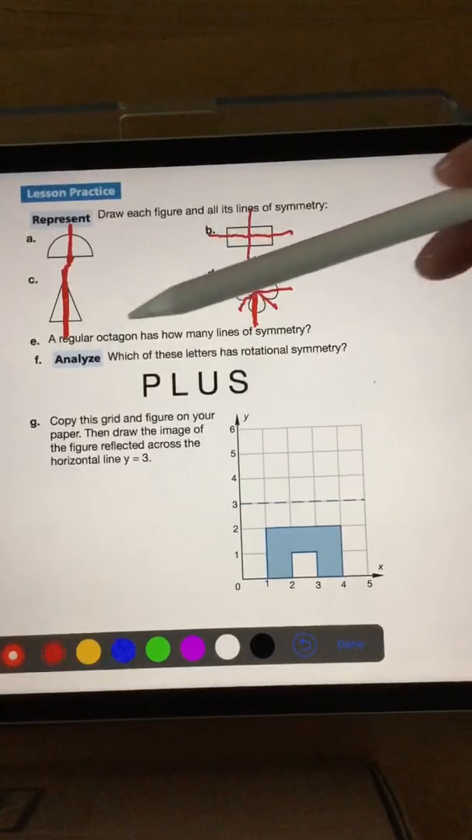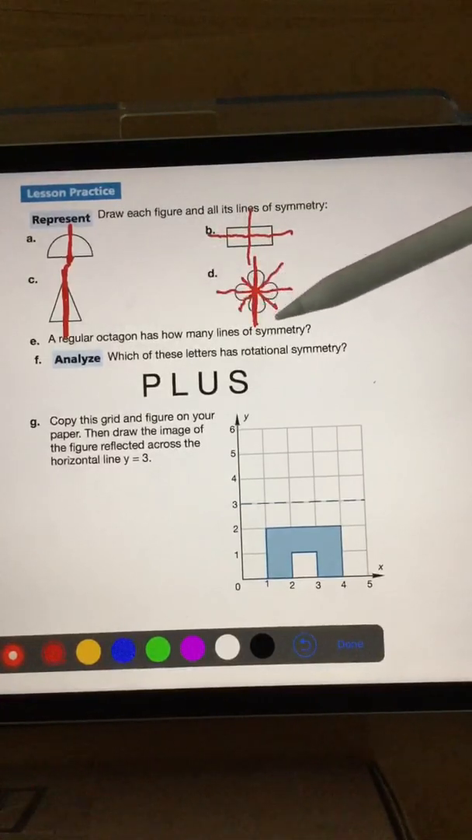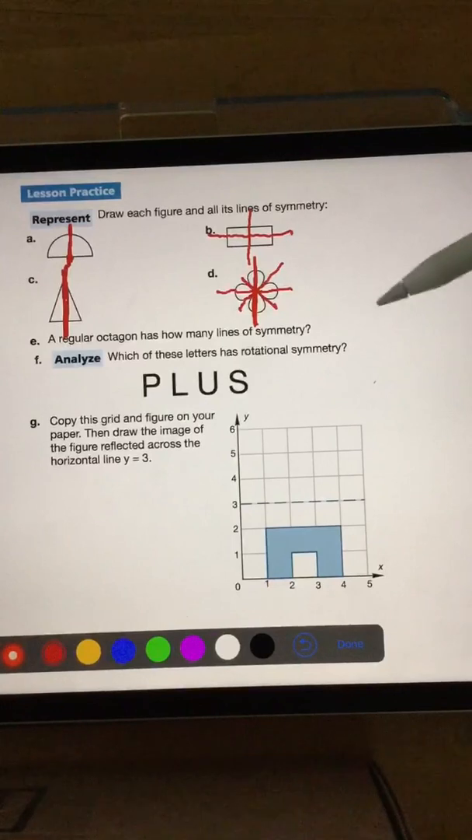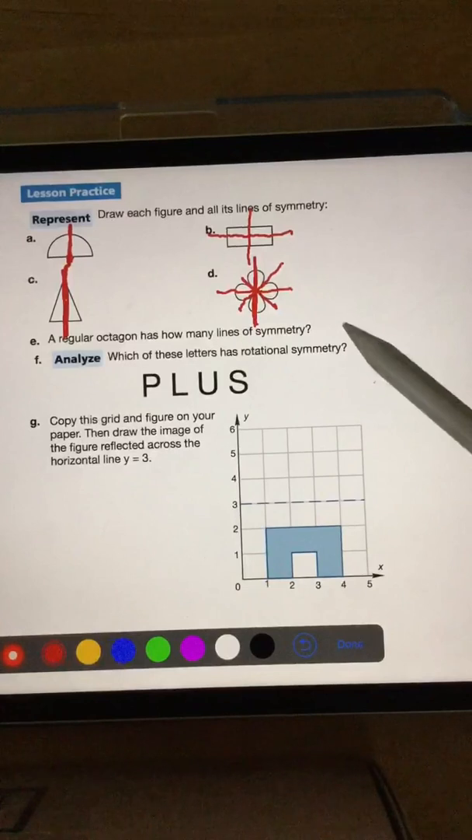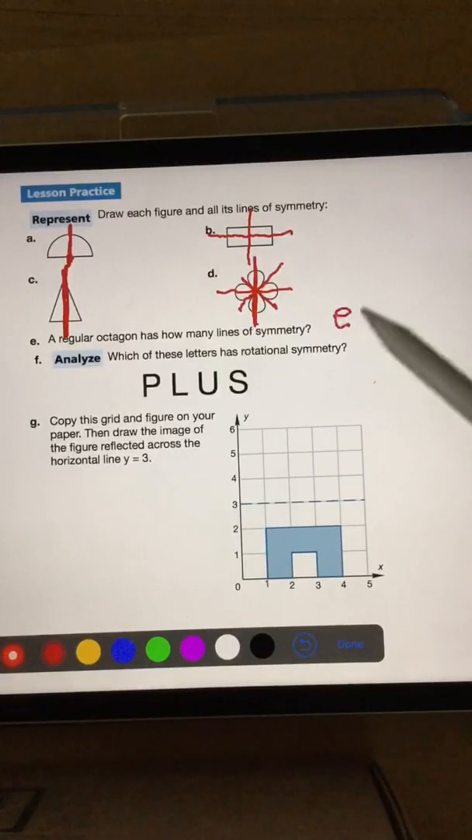So, a regular octagon has how many lines of symmetry? So think of a regular octagon. You can go from the vertex, and actually I think we were looking at a hexagon earlier. We would have 8 lines of symmetry on a regular octagon, correct?